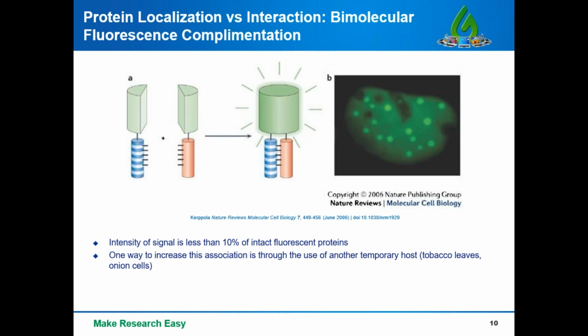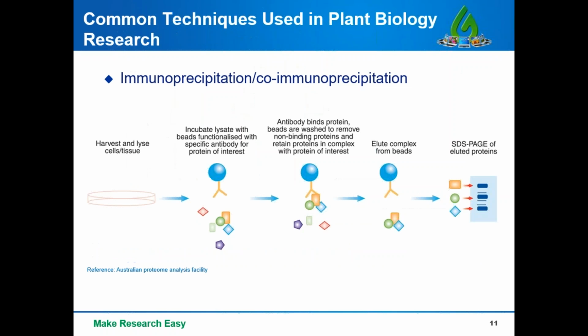A couple things to note about BiFC that you'll need to consider is that the intensity of the signal will be less than 10% of what you see with intact fluorescence proteins. So the signal is going to be a little bit dimmer than expected, or actually significantly dimmer. One way to increase this is through the use of another temporary host, such as tobacco leaves or onion cells, because, based on the method of transfection, you're flooding the tobacco leaf cells or onion cells with a higher copy number of your BiFC constructs, and in that way, you can see an increase in fluorescence because of that.